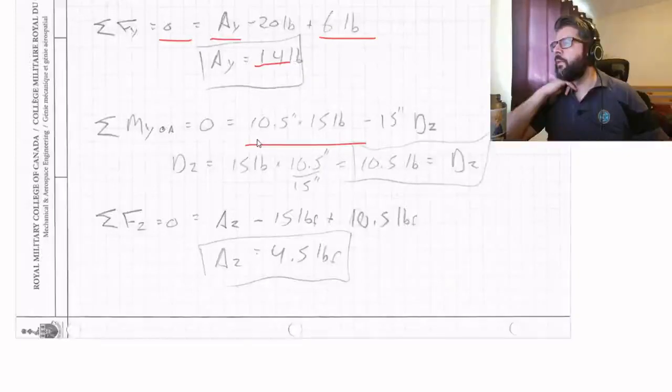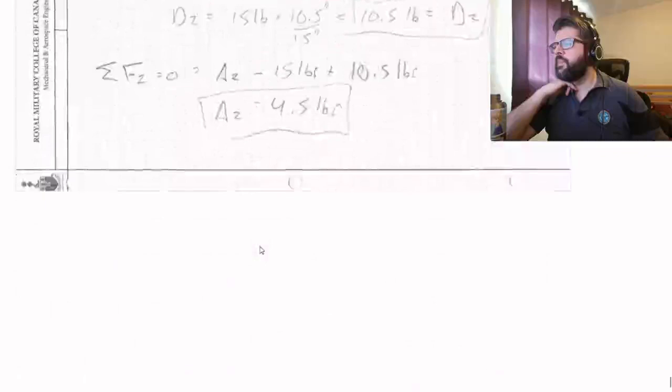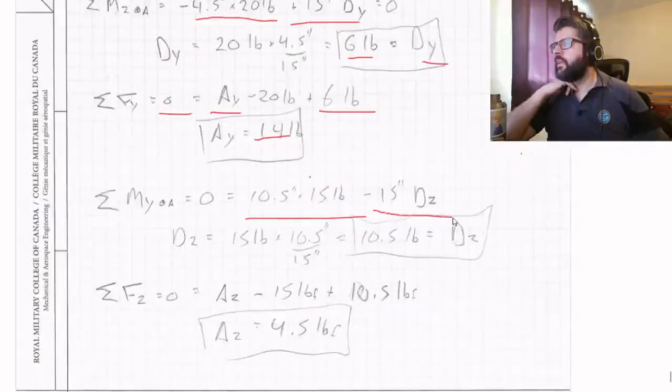So there we go. We got the 15 pounds for the tape at TC times the distance. I got the 4.5 plus 6 from here to here. And then we got the 15 inches, the negative moment here from dz, so that'll be minus 15 inches times dz. Let's just solve for dz. That'll be 10.5 pounds.